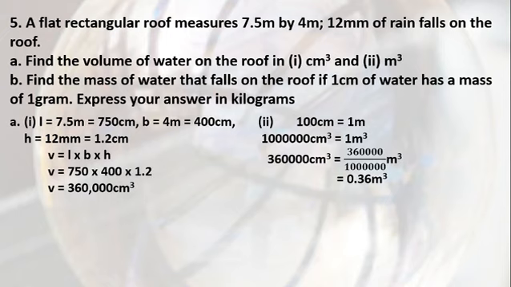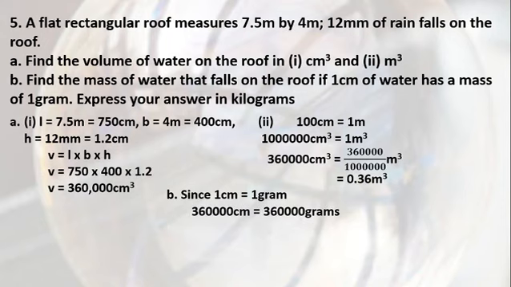The second question says we should find the mass of the water that falls on the roof if 1 centimeter cubed of water has a mass of 1 gram. So if 1 centimeter cubed has a mass of 1 gram, obviously 360,000 centimeters cubed will have 360,000 grams. So we convert that. Remember that 1,000 grams is equal to 1 kilogram. So we convert 360,000 grams to kilograms by dividing by 1,000, and we have 360 kilograms of water.